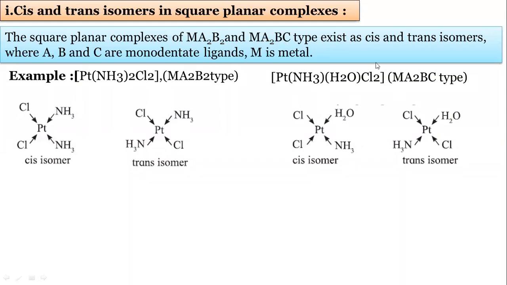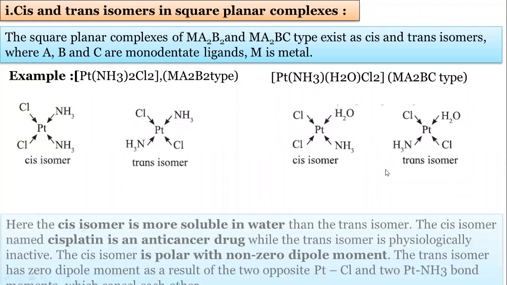If such a type of complex is there, according to the definition, identical ligands have the adjacent position. So Cl has the adjacent position, and there is H2O and NH3, and identical ligands have the opposite position. So this is an example of the trans isomer, and this is an example of the cis isomer. So I think the cis and trans concepts are clear. These are the examples in case of square planar complexes.